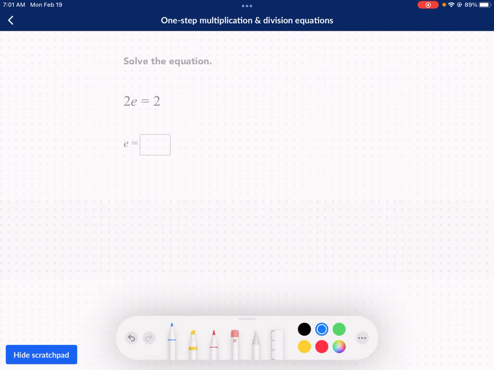Okay, so something times 2 equals 2. Okay, so we have 2 times e equals 2. Anytime the letter is written right next to the number, it's a coefficient. The number is a coefficient of the letter, the variable, and it means multiplication. So I can divide by 2 here. That cancels out. I have e equals 1.